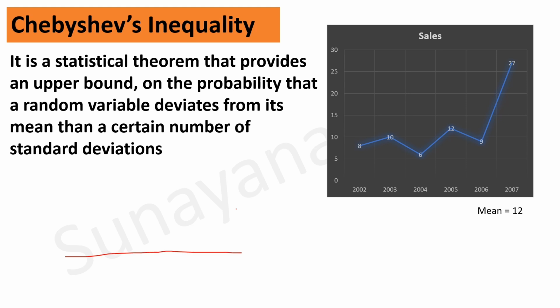In a normal distribution, if we take this diagram, the mean will be in the center. This is the mean.